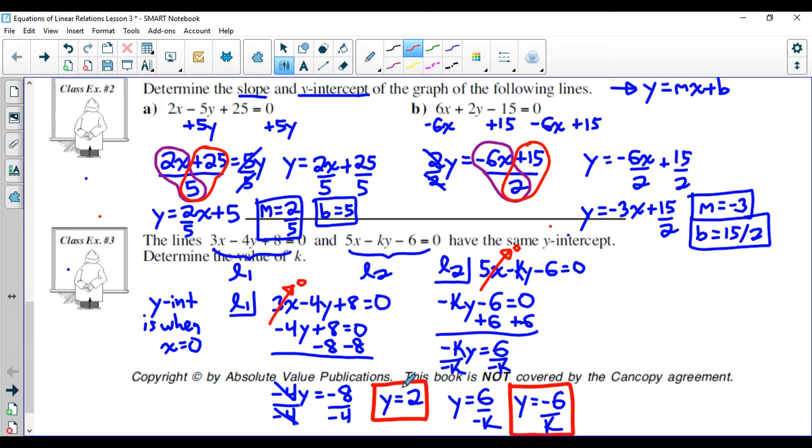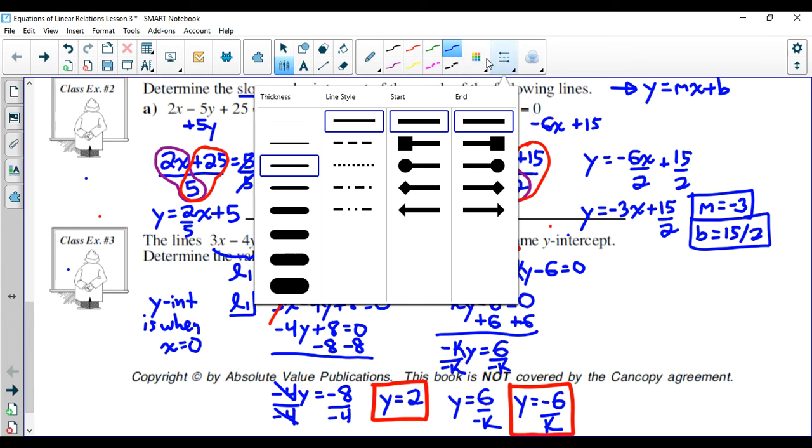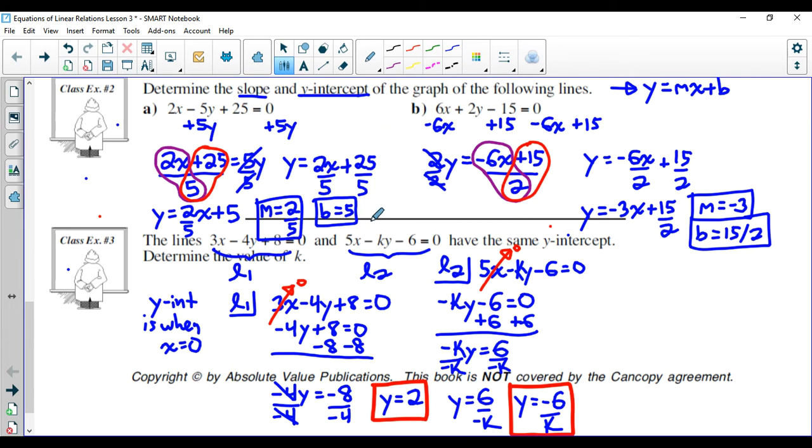Now, what the problem tells me is it says the y-intercept of both of these graphs is the same. So I'm going to take these two equations and set them equal to each other because the values of the y-intercepts of the two lines are identical. So I'm going to say here y is equal to y. So the y-intercept of the first line is 2. The y-intercept of the second line would be negative 6 over k.